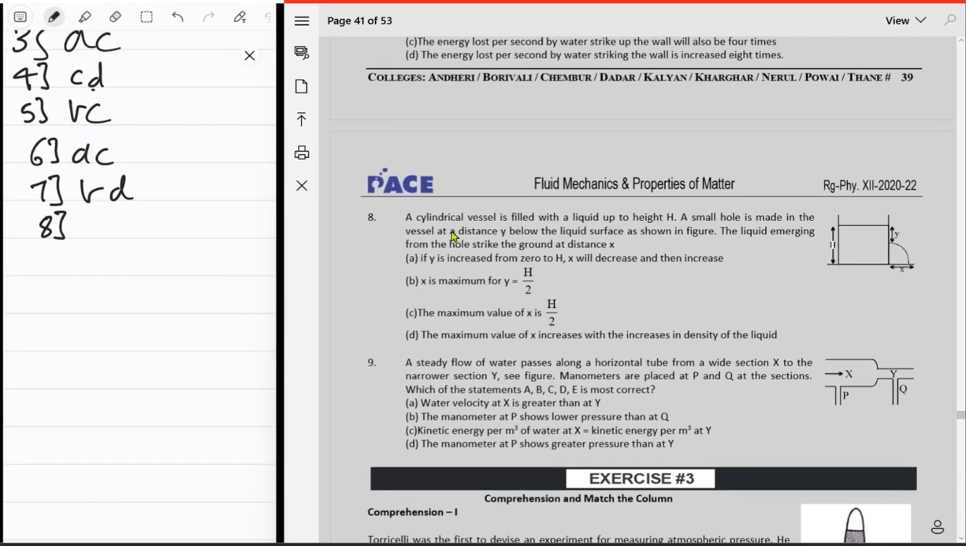A cylindrical vessel is filled with liquid up to height h. A small hole is made in the vessel at distance y from the liquid surface, as shown. Liquid emerging from the hole strikes the ground at distance x. If y is increased from 0 to h, then x will decrease and then increase.